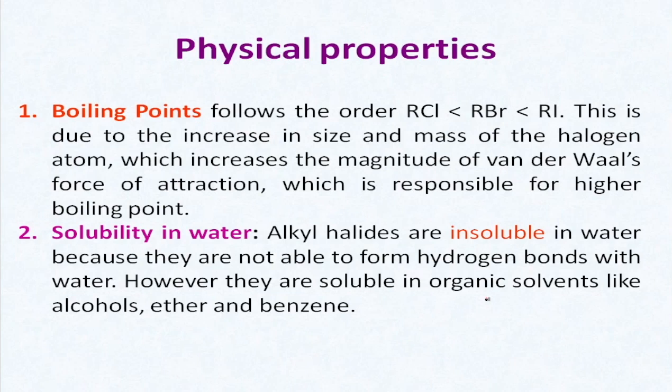Physical properties: in boiling point, it follows the order alkyl chloride less than alkyl bromide less than alkyl iodide. This is due to increase in size and mass of the halogen atom, which increases the magnitude of van der Waals force of attraction, which is responsible for higher boiling point.